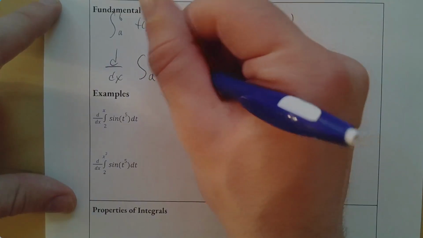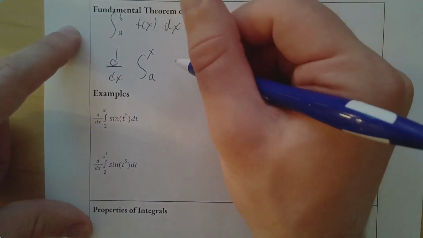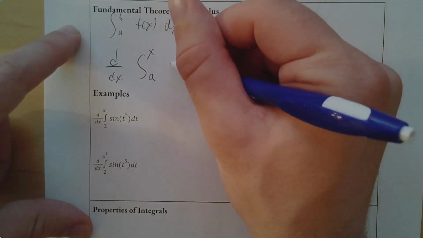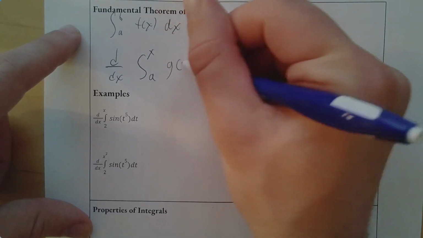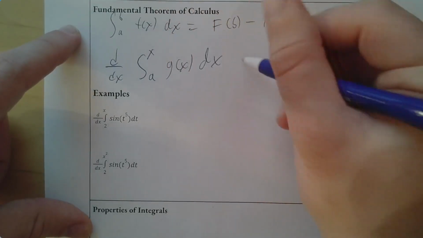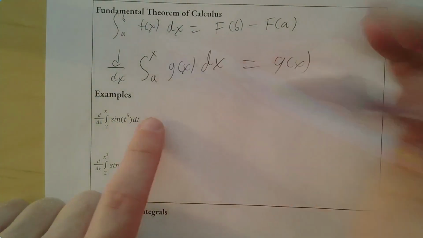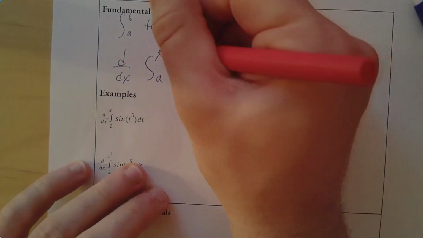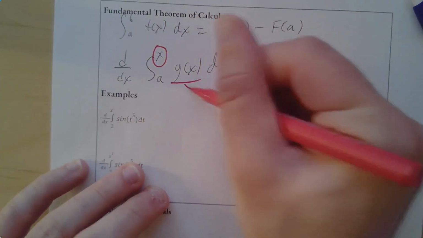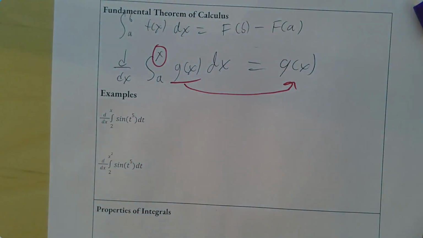Part one is the idea that the derivative of the integral from a, where a is a constant, to x, of some g of t, it doesn't really matter what's on the inside, is just equal to g of x. So the derivative of an integral, as long as the upper limit is just x, is just the inside. Okay, that's key. One of the key elements of calculus is that.